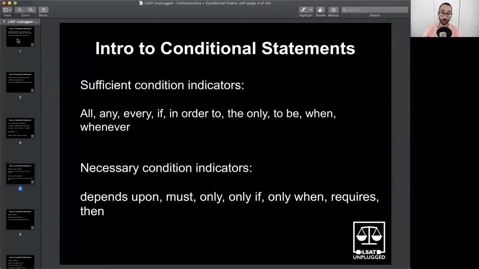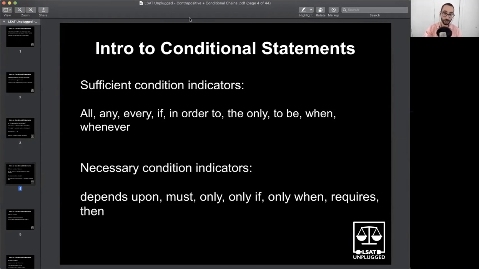Now, everybody loves indicator words. I've put a bunch of the most common ones for you here. Again, they're in the download. You don't need to write them all down now. Don't worry if you don't catch all of them. But basically, the sufficient condition indicators are all synonymous with sufficiency. Necessary condition indicators are all synonymous with necessity.